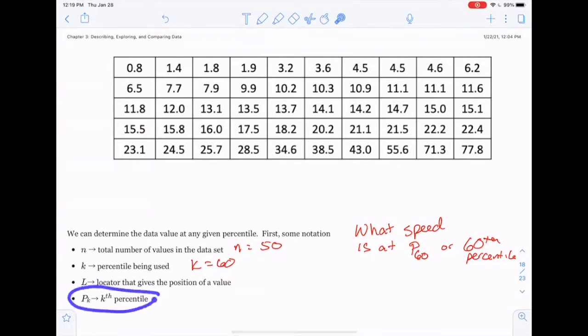The last variable we want to use is what we call P sub k, and that is the kth percentile. But really, these are the three that we want to know: the total number of data points, N; K, which is the percentile being used, in this case 60; and L, which is going to be the location that we want.